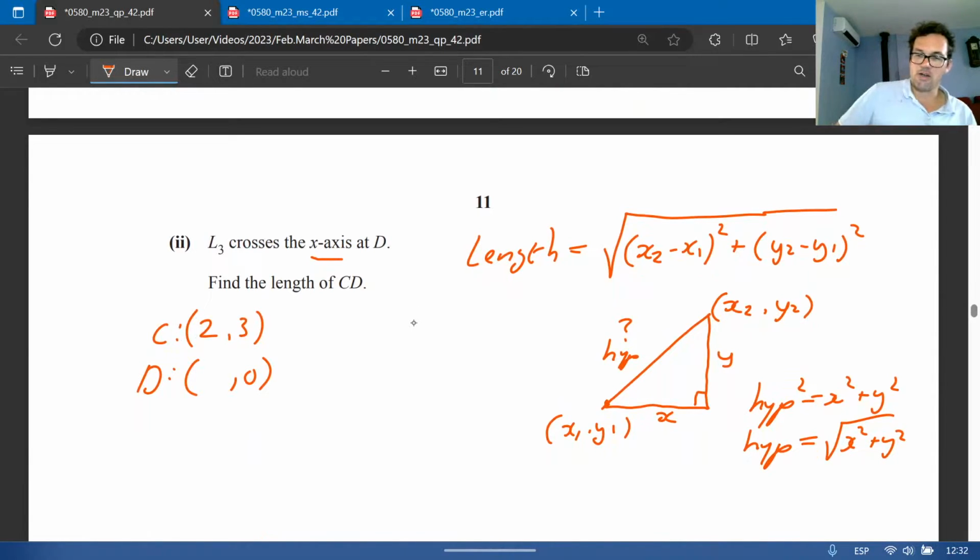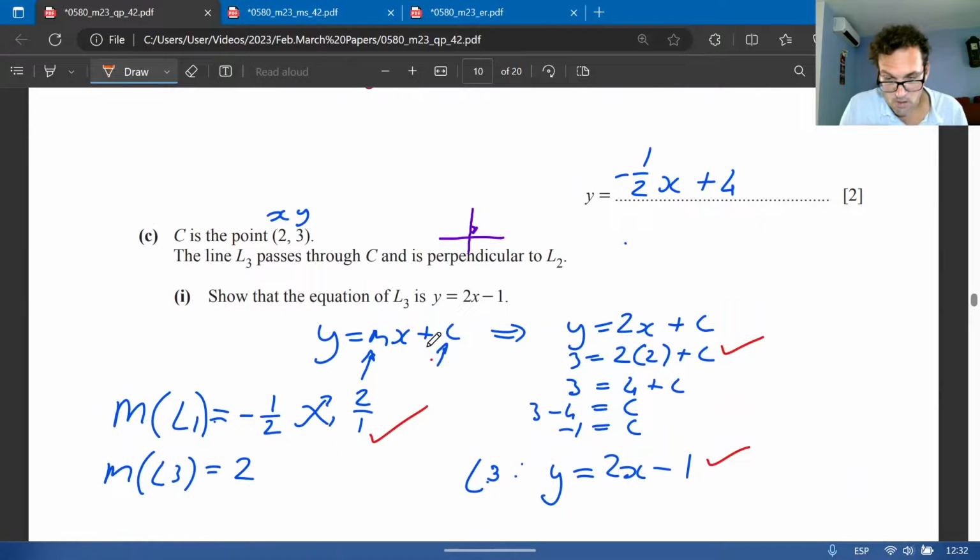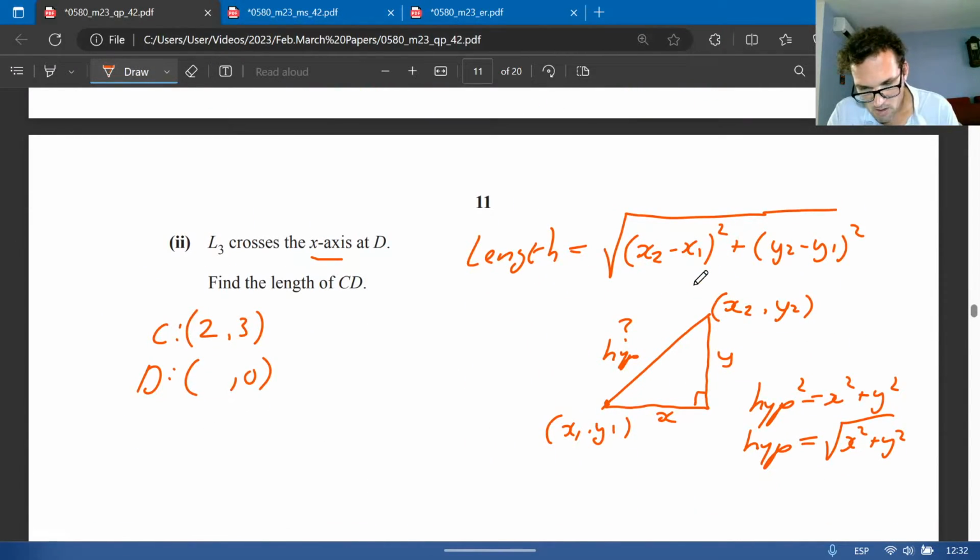How do we find the x value? Well, it's easy. We've got the equation of that line, which is y equals 2x minus 1. So we want to know what is the x value. We know the y is 0 because it's on the x-axis. We can put a 0 in there and then we can calculate. Move the 1 across, it becomes positive. Divide by the 2, it's a half.